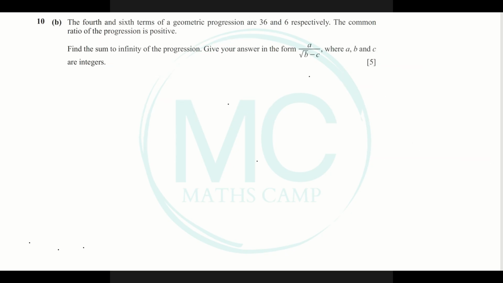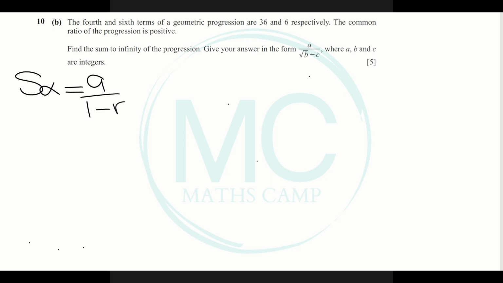The fourth and sixth terms of a geometric progression are 36 and 6 respectively. The common ratio of the progression is positive. Find the sum to infinity of the progression. Give your answer in the form a over root b minus c, where a, b, and c are integers. To find the sum to infinity, we use the formula sum to infinity is equal to a over 1 minus r. So to find this value, we need a value for a and a value for r.